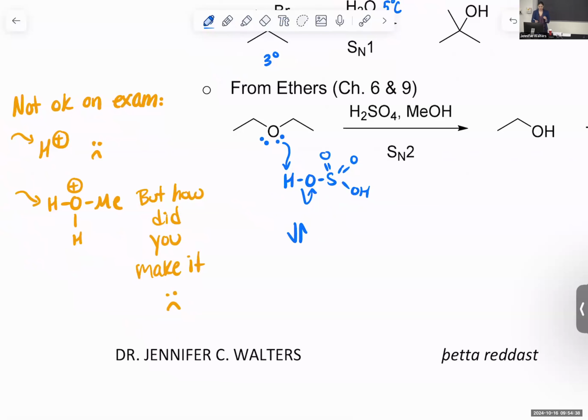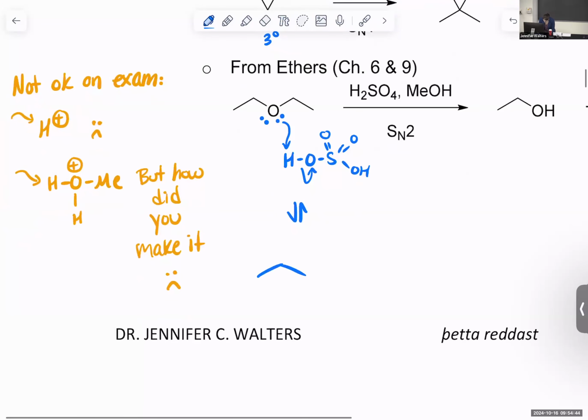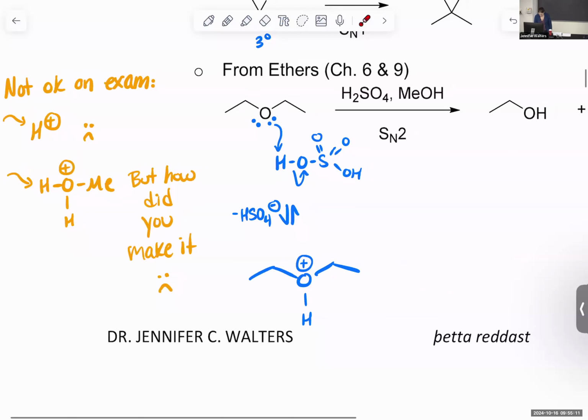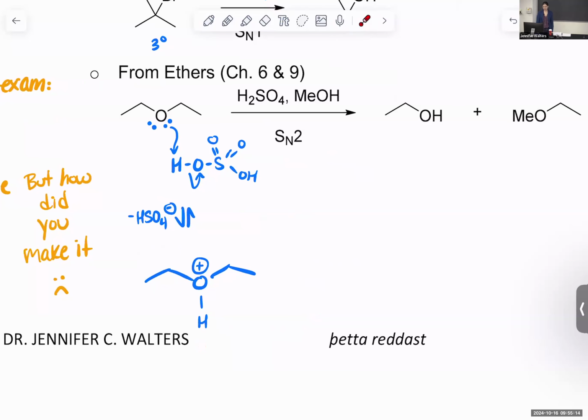All right, because we're doing Bronsted acid base, we have to have those equilibrium arrows. And I'm going to show loss of that hydrogen sulfate. You can either write it as plus HSO4 minus or write minus HSO4 minus over the arrow. Either way, just acknowledge to me that you know that it was formed and we're just not going to do anything else with it. So now I've made a good leaving group. So what happens next?